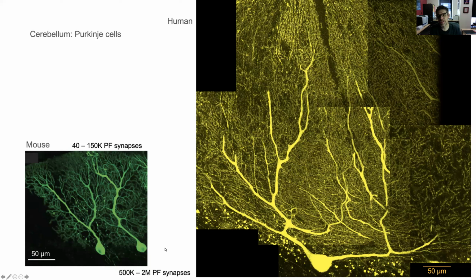In the humans, just by extrapolation, we played a little bit around with that, and we reached numbers of conservatively 500,000. A little bit less conservatively, but not totally crazy, would be 2 million parallel fiber synapses. So we reach totally different ranges of numbers here, and all that needs to be integrated by these individual cells, which is quite interesting to think about.